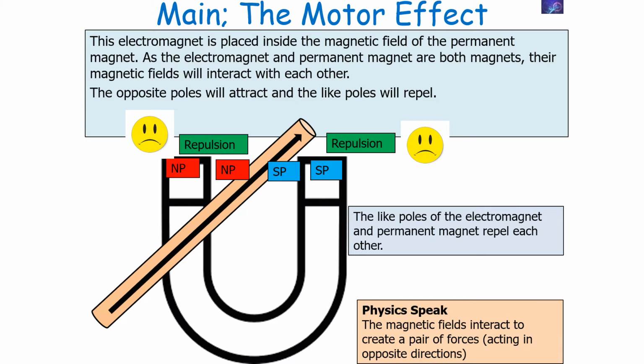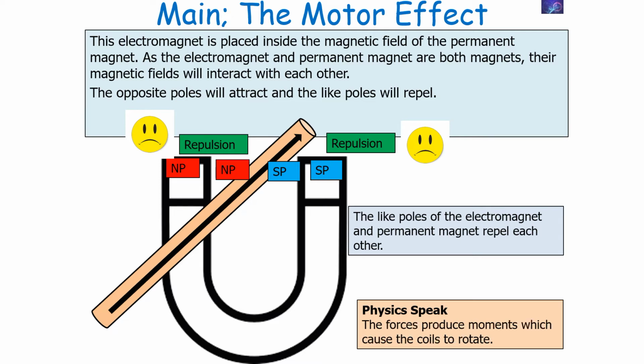So because we've got one force acting in one direction and another force acting in another direction, the magnetic fields interact to cause the coil to rotate. Now as we know previously, a force which causes rotational motion can be linked to moments, so we can say that the two forces produce moments which cause the coil to rotate.